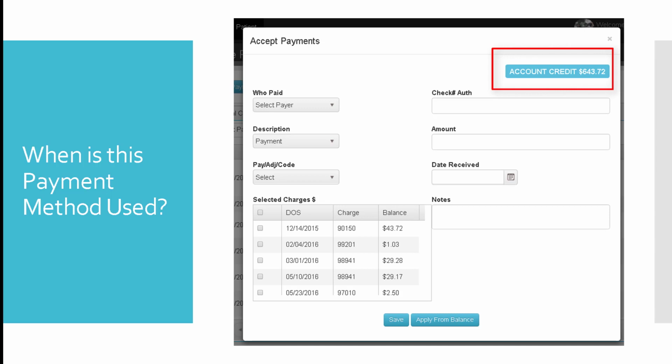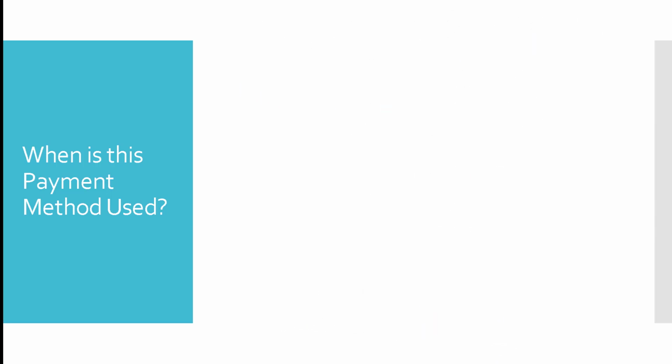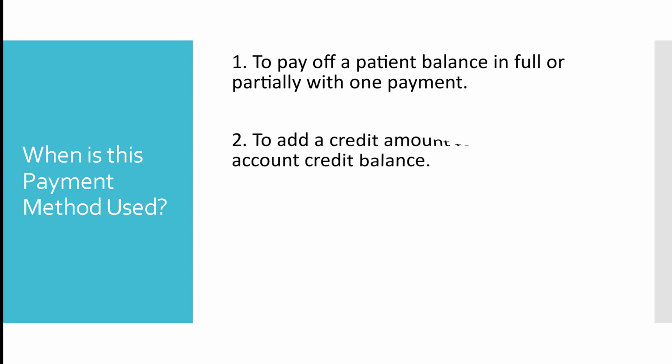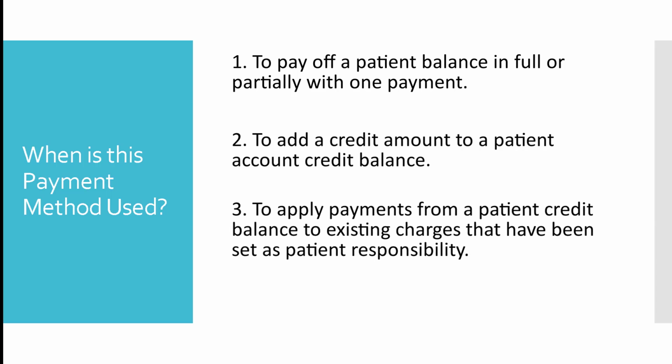The APT also indicates how much money has been received from the patient but unapplied in their patient account credit balance. The APT can be used in these scenarios: to pay off a patient balance in full or partially with one payment, to add a credit amount to a patient account credit balance before applying that payment to charges, and to apply payments from the patient credit balance to existing charges that have been set as patient responsibility.